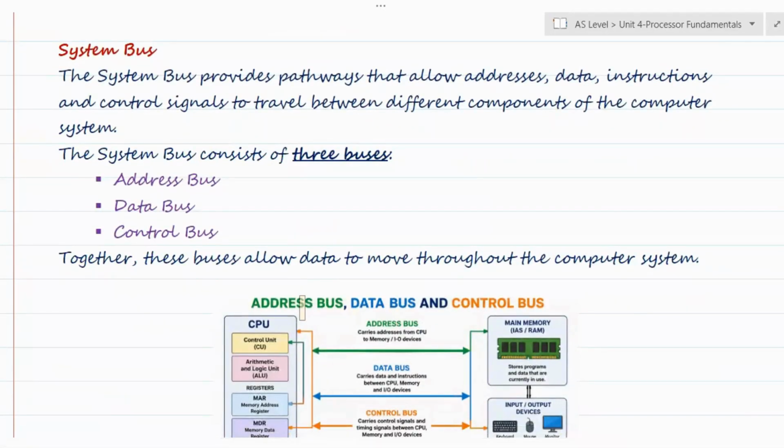For a computer system to function correctly, the CPU, memory, and input-output devices must communicate with one another. The communication takes place through system buses. System bus provides pathways that allow addresses, data, instructions, and control signals to travel throughout the computer system. Now, system bus consists of three buses: address bus, data bus, and control bus. Together, these buses allow data to move throughout the computer system.